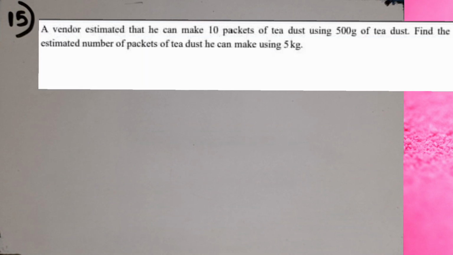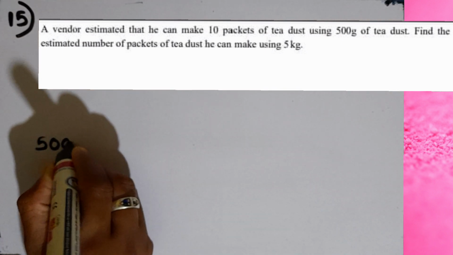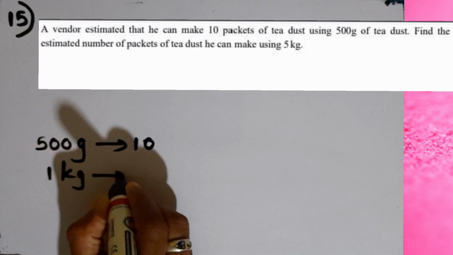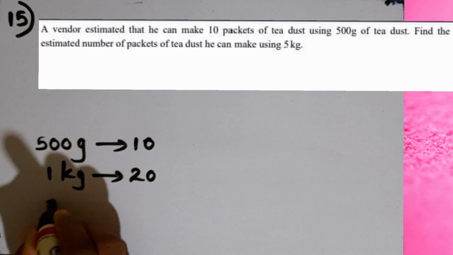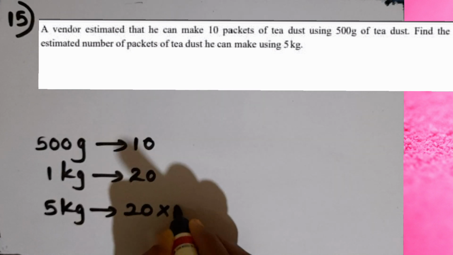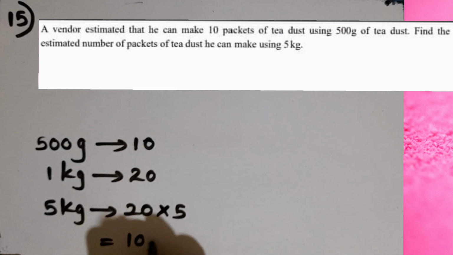Question number 15. A vendor estimated that he can make 10 packets of tea dust using 500 grams of tea dust. Find the estimated number of packets of tea dust he can make using 5 kilograms. From 500 grams, 10 packets. Then from 1 kilogram, twice of this, 20. Then from 5 kilograms, we can find this by 20 multiplied by 5. That is 100. This is the estimated number of tea packets that he can make.